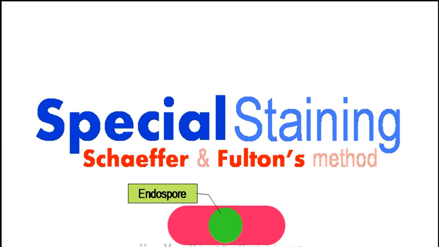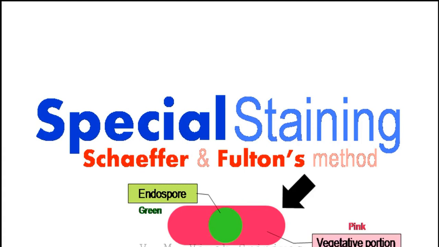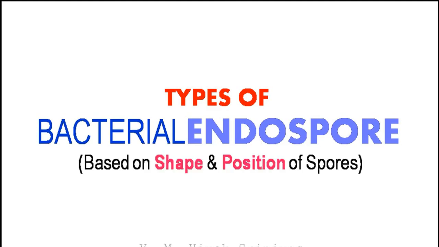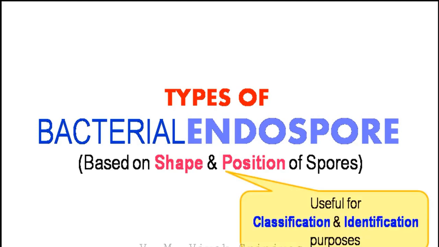By this staining technique, we can identify the different types of the bacterial endospore. The shape and the position of the spores varies in different species. This is useful for classification and identification purposes by identifying their shape and the position. If the position and the shape is the central.